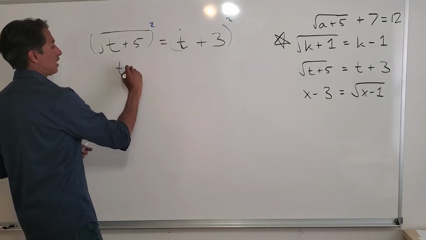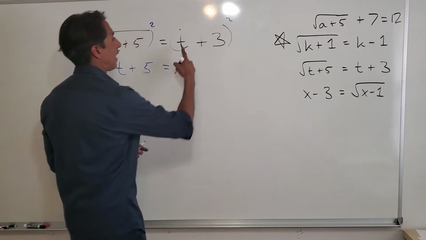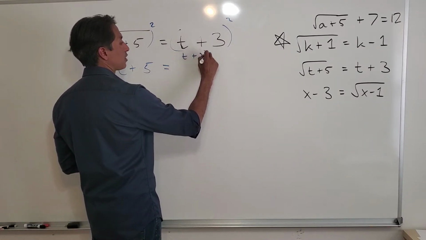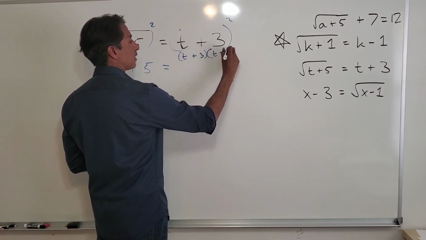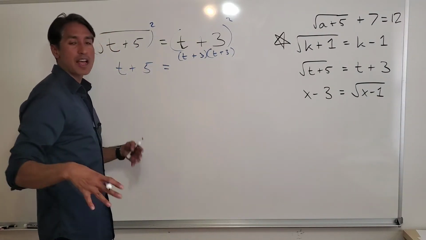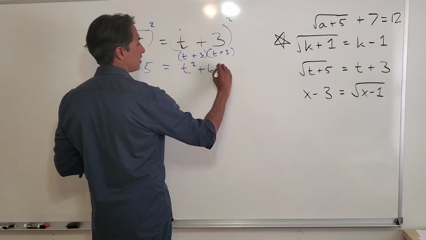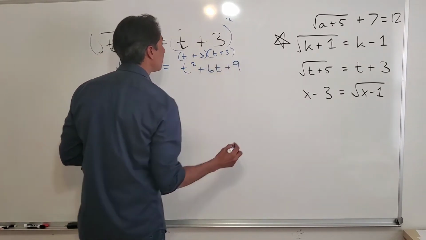So I end up with t plus 5, right? The square root cancels with the squared. And now I got another t plus 3, t plus 3. Pause the video if you want. See what you get for that. If not, just keep on rolling. I'm going to get a t squared plus 6t plus 9.